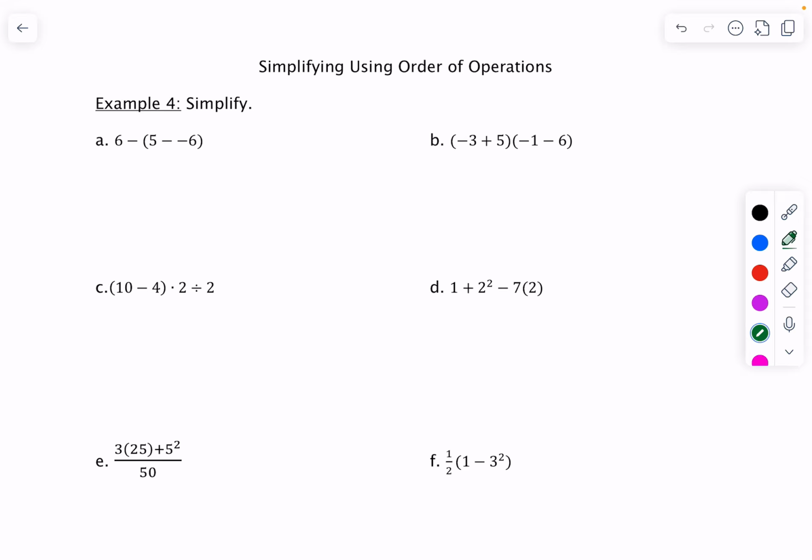Okay, so example 4 is saying 6 minus parentheses 5 minus -6. The first thing I'm going to do is go ahead and make those two negatives positive, because that's what's inside the group. The group is the parentheses. So I'm just going to bring this 6 minus down, leave the parentheses, and what is 5 plus 6? That's 11. Okay. I'm going to even note off to the right here, okay, grouping was my first step. Now my second step is going to be that subtraction there, and 6 minus 11 is negative 5.